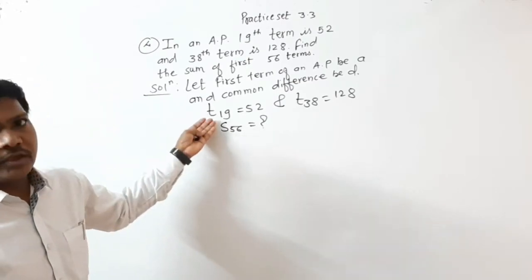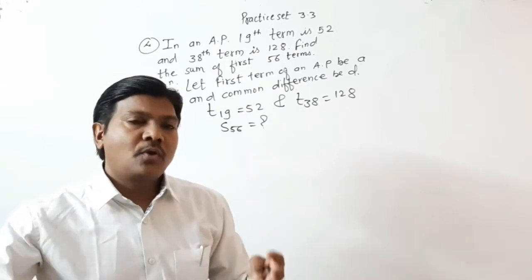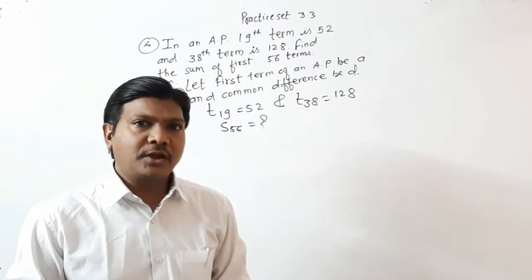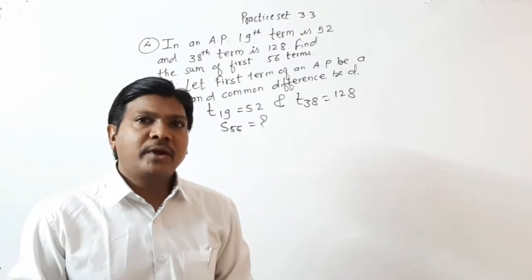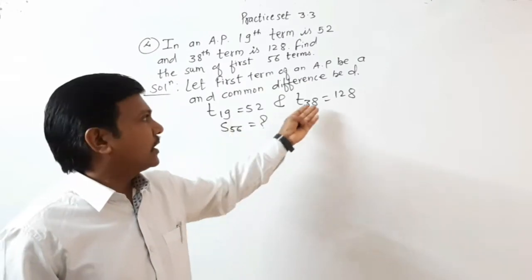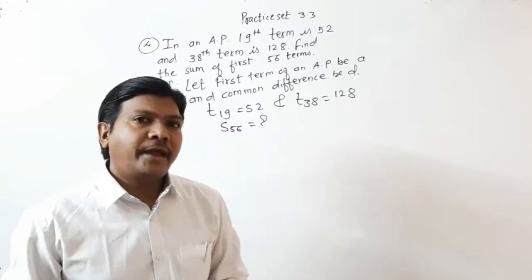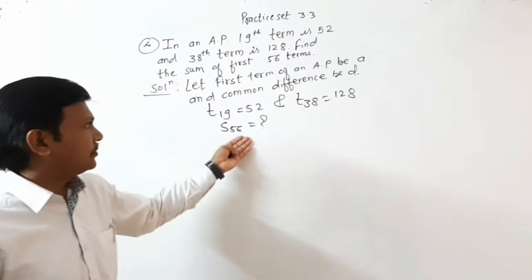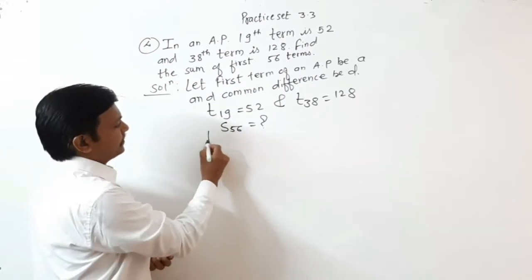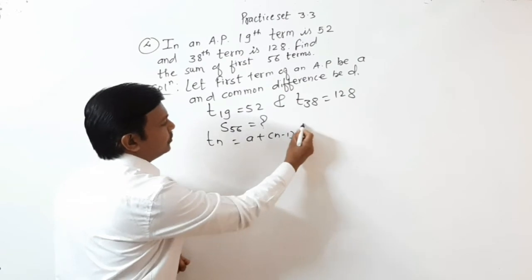So you see here T19 and T38 are given. So first use the formula for the nth term, that is tn equal to a plus n minus 1 into d, and form an equation. Again use the same formula and form another equation, then add those two equations to find the value. So first, you know what tn is. tn is a plus n minus 1 into d.